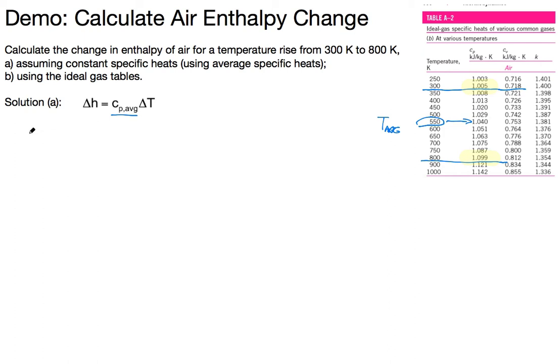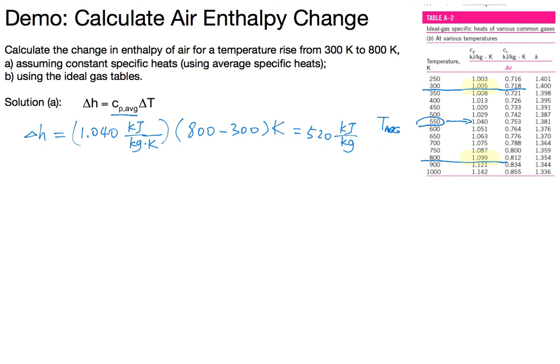So the delta H is equal to 1.040 kilojoule per kilogram per K, multiplied by the temperature change, 800 minus 300 Kelvin, and then the result is 520 kilojoule per kilogram. So that's the first approach, using constant specific heat or average specific heat.